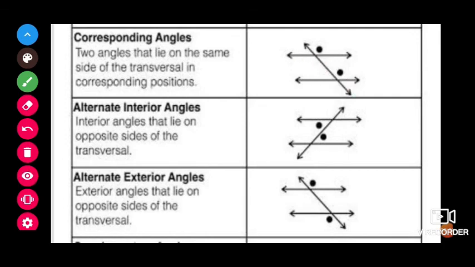Okay, next, alternate angles. Alternate angles are on both sides of the transversal, either both interior or both exterior. So the first one is here one, here one. And one more alternate pair, here one, here one. One more, exterior alternate angles, which will be outside: one on that side and one on this side. Here one, here one. And here one, here one.